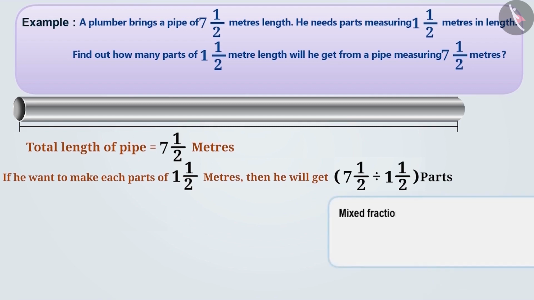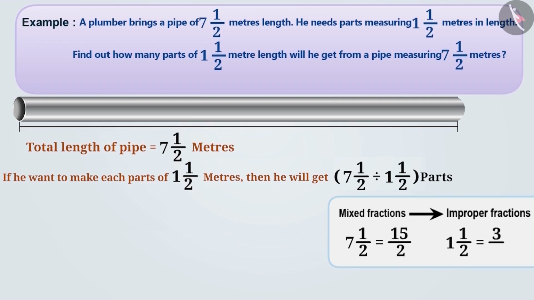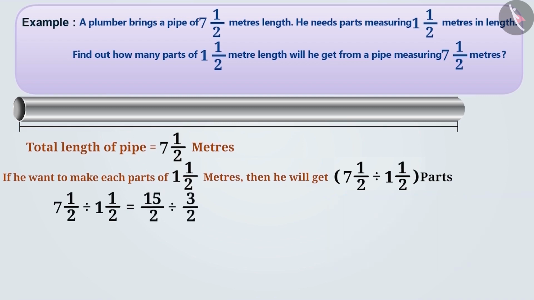Let me tell you, if the division has mixed fractions, we have to first convert it into improper fractions. Here, the improper fraction of 7.5 will be 15 by 2 and the improper fraction of 1.5 will be 3 by 2. That is, 7.5 divided by 1.5 is equal to 15 by 2 divided by 3 by 2. To solve this, we will keep the first number exactly the same and multiply it by the reciprocal of the second number. Here, the reciprocal of 3 by 2 is 2 by 3.